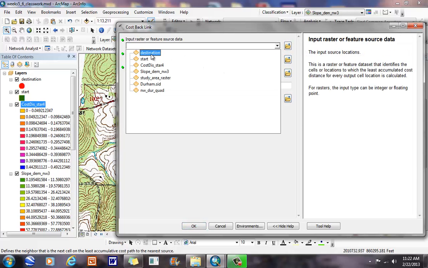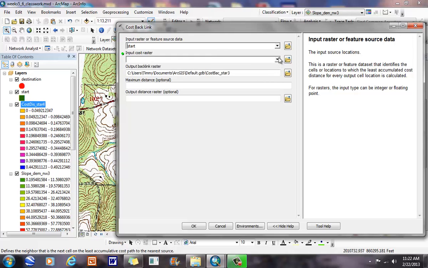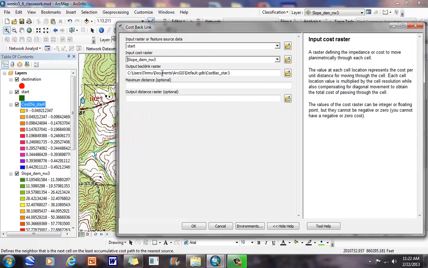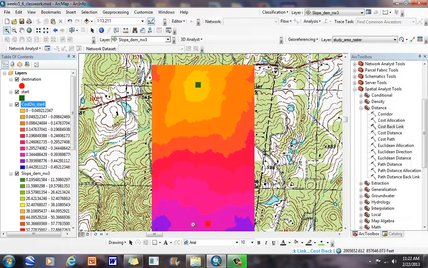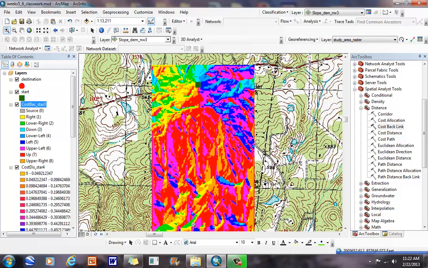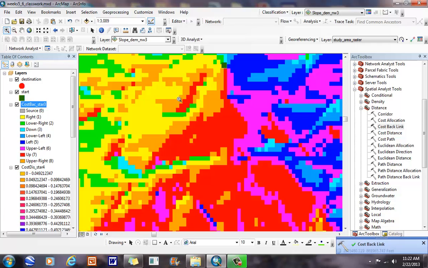My starting cell is going to be my start. My cost raster is going to be this slope once again. Okay. And I'm going to click OK. And this is called my backlink. Okay, so you can see what my backlink looks like right here. I can see my yellow ones right here. So in the yellow, all this means is the one to the right has the least cost.